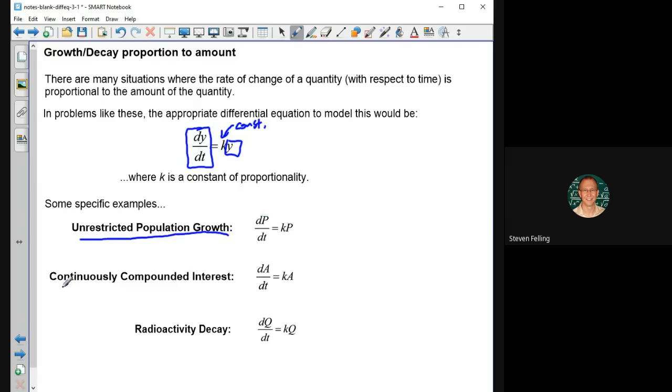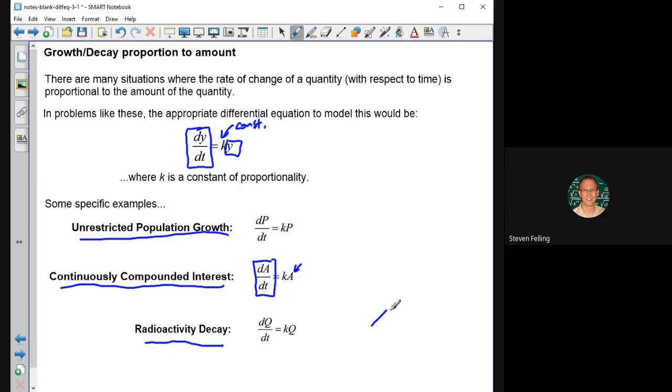Another place this shows up is in continuously compounded interest. So if you put money into an investment and it compounds continuously at a constant rate, then the same thing is true. You have an amount of money in the account, and then how much that is changing, which is the interest, is proportional to the amount. So if you have a small amount, you get a little bit of interest. If you have a large amount, you have a large change in the interest, which represents the change in the amount. It also is true for radioactive decay.